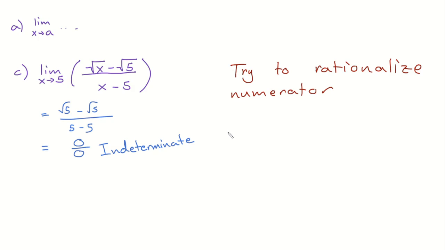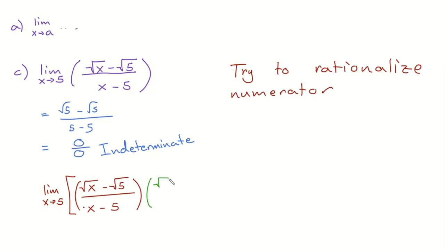Root x plus root 5. So when you're writing this, you are going to do the limit, because we haven't done it yet. We'll take the limit as x approaches 5. And then I'm going to use brackets just so it looks a little nicer. We have this lovely root x minus root 5 over x minus 5. And we're going to multiply it by what again? Root x plus root 5 over root x plus root 5.